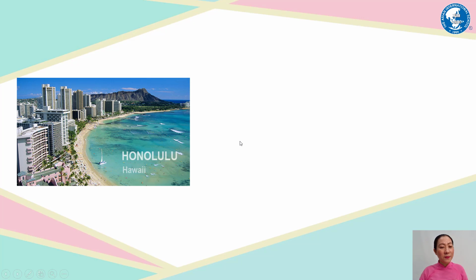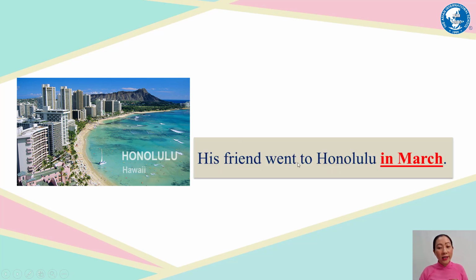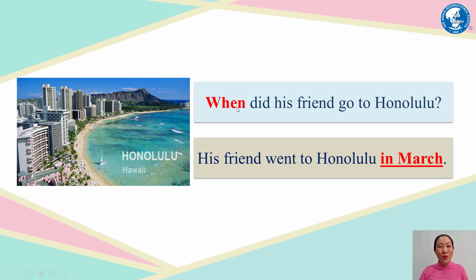Honolulu is a nice place. His friend went to Honolulu in March. Do you see the underlined part? So you choose when or how long to make a question. In March is a point of time, so we use when to make a question. Went is an action verb, so you use the auxiliary did in simple past and verb there, go. When did his friend go to Honolulu?